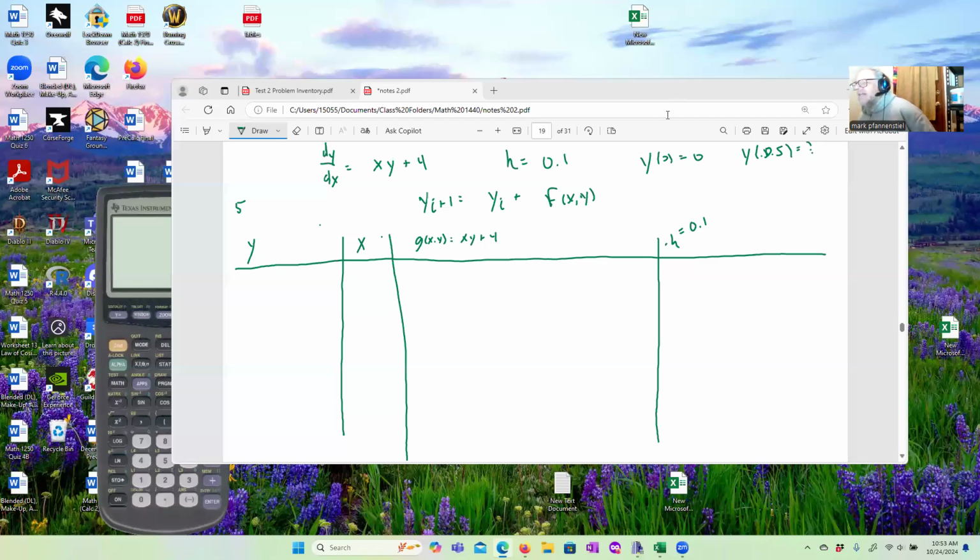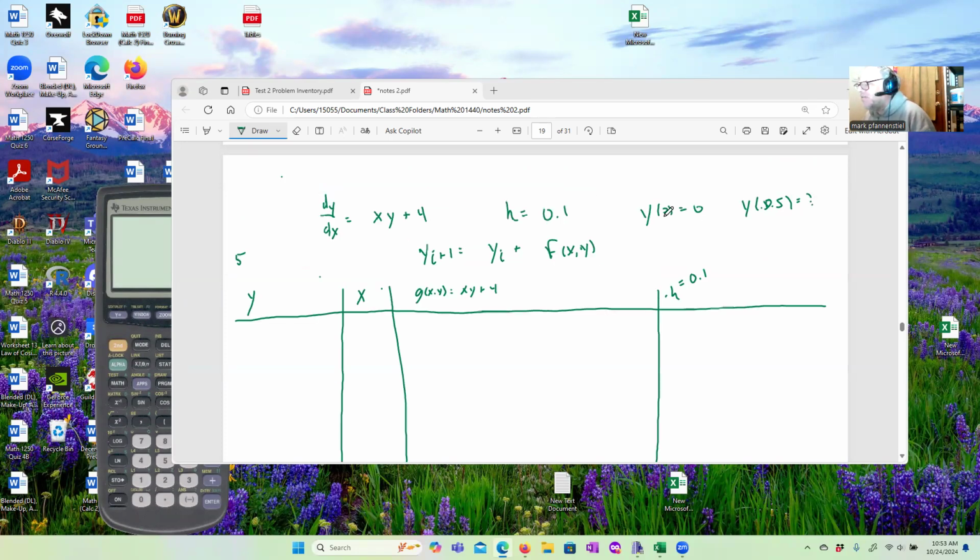All right, welcome back to Calculus 2. We are going to be tackling Euler's method today, knowing that y of 0 is equal to 0. h is going to be 0.1. That's pretty standard from your textbook. Your dy/dx is equal to xy plus 4. And we're just going to see, can we figure out y of 0.5?